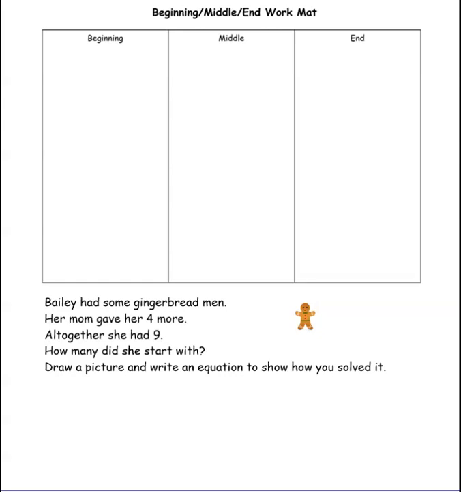So, we know that Bailey had some gingerbread men, but do we know how many? No, we don't. So her mom gave her 4 more. So we're not really sure how many that Bailey had. So I'm going to write Bailey. We don't know how many she had here in the beginning. So we know her mom gave her 4 more.